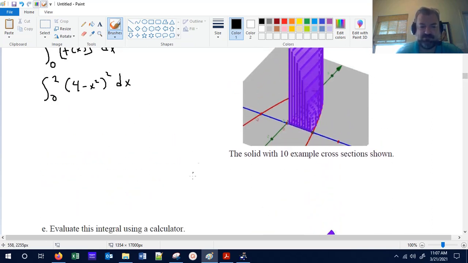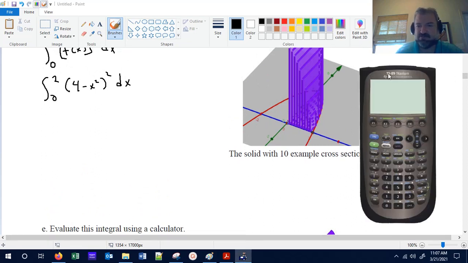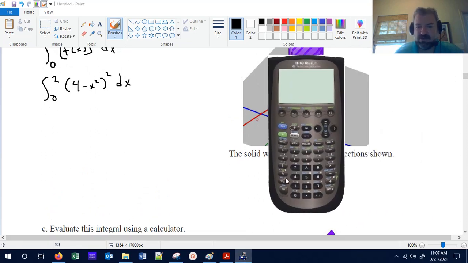I'll put it up here. Let me get my calculator back out. So turn that on. We'll do the integral of 4 minus x squared, squared, with comma x, comma 0, comma 2.